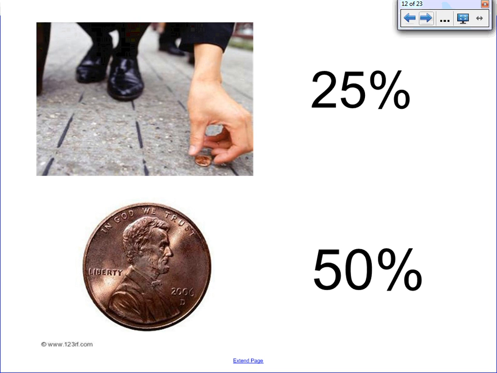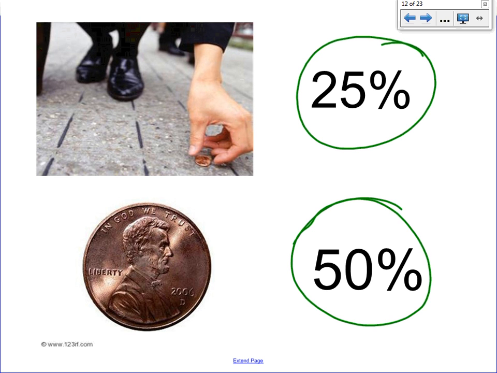So what we need to see here is that we have two different probabilities to work with. There's the 25% chance that I'll find a coin on the ground today, and there's a 50% chance that if I flip that coin, it would land on heads.